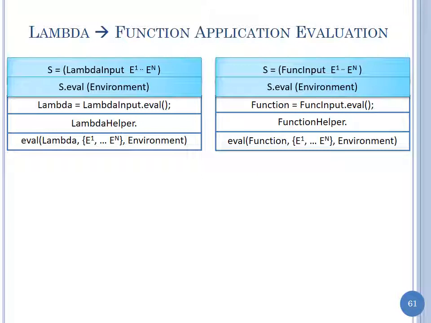So guess what? What a complicated piece of code here that seemed to astound all of you. Func input.eval gives you a function. That's what we were getting, that we defined a function object. And now we got a function helper.eval, function E1, E2, environment. And the function helper is just going to use the function's environment rather than the actual dynamic environment. So that's where we see the difference.